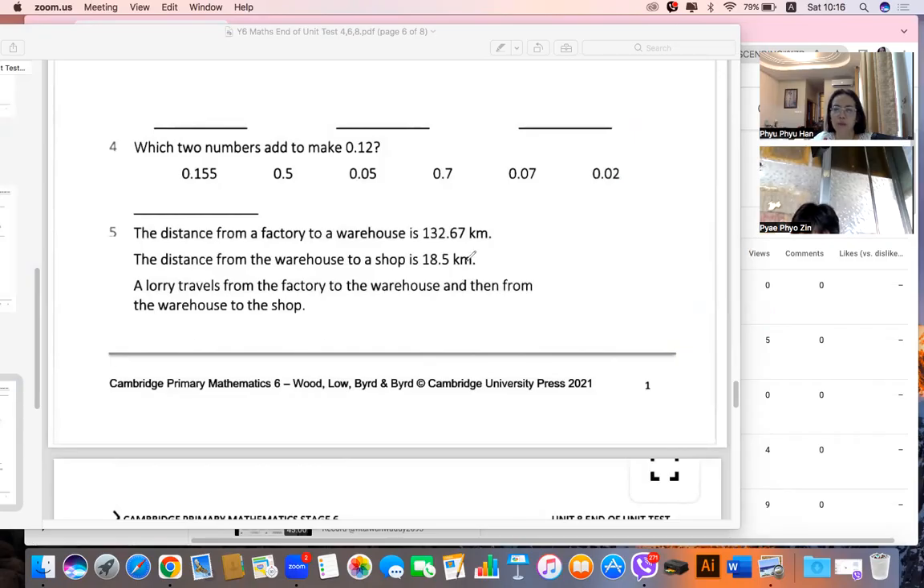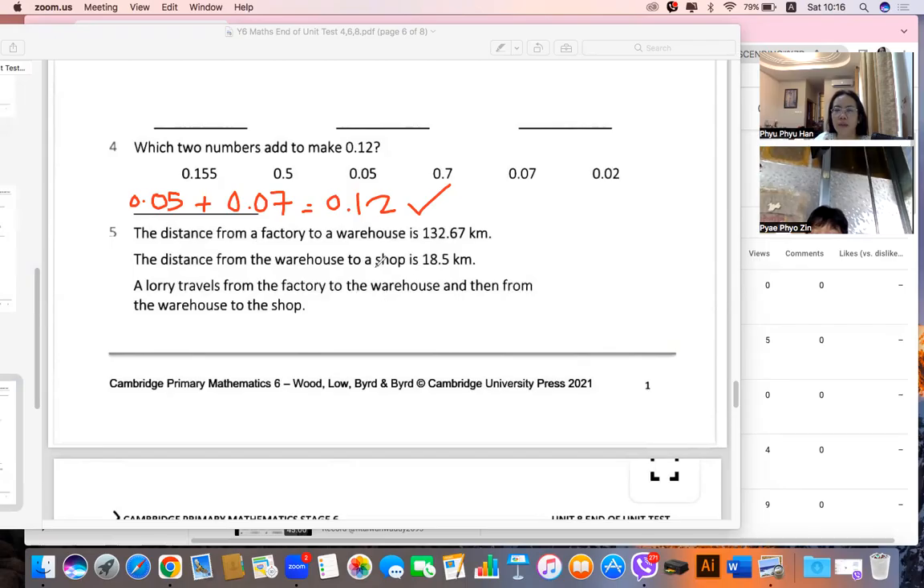So this one that matches will be the correct answer. So we need to write which two numbers add to make 0.12. So we need to write 0.05 add with 0.07. We will get 0.12. This will be the correct answer. Okay. Now we will do another calculation.